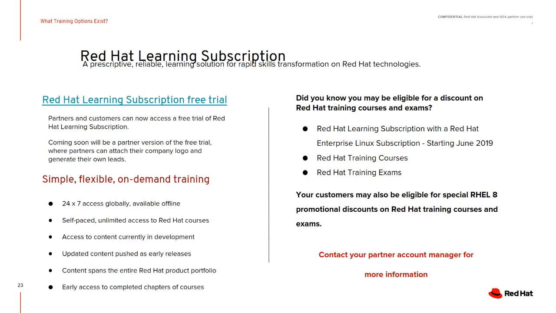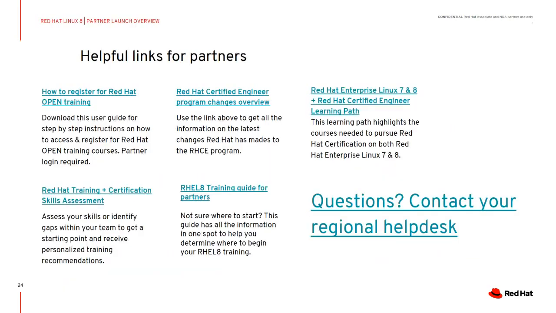You can reach us anytime. So, helpful links for partners. How to register for Red Hat Open training? We have the option to download the step-by-step instruction guide: how you can create your own account for your partner login or your internal employees' login, and how you can start with the training and the certification process, the assessment, everything online.